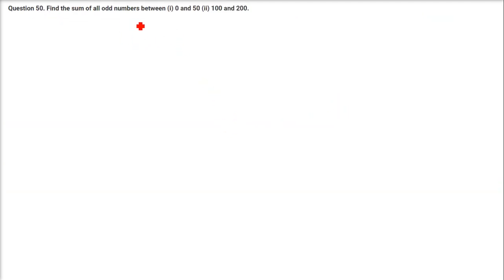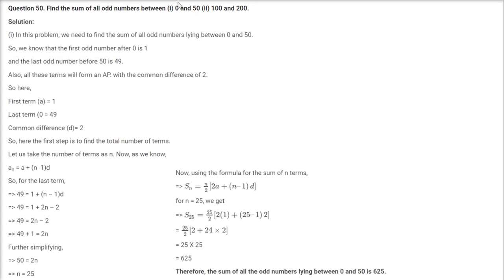Find the sum of all odd numbers between 0 and 50 and between 100 and 200. So the sum of all odd numbers. See, every odd number, that is if you have 1, 3, 5, odd numbers differ by 2. So the common difference will always be 2. 0 to 50, I'll just do it. I hope that you'll be able to do the other one.